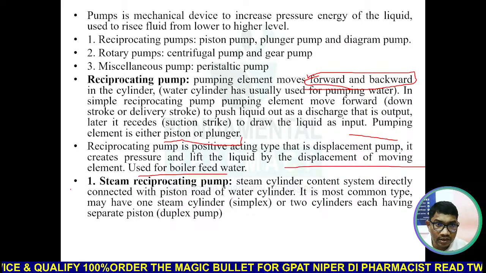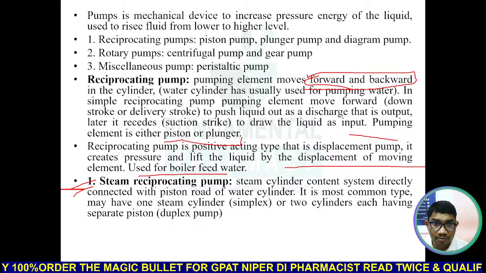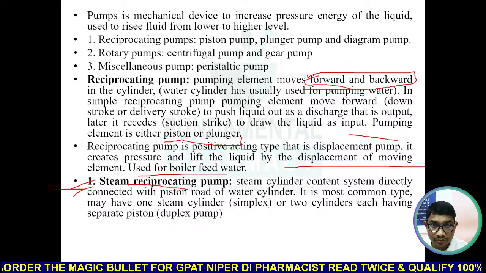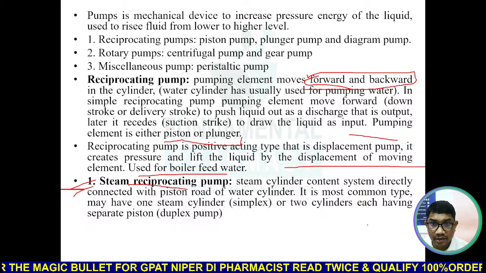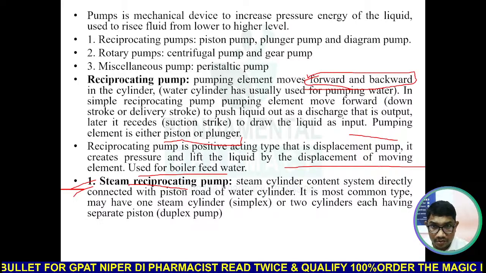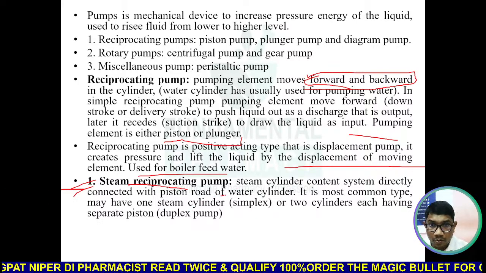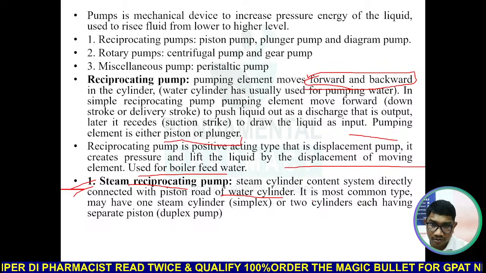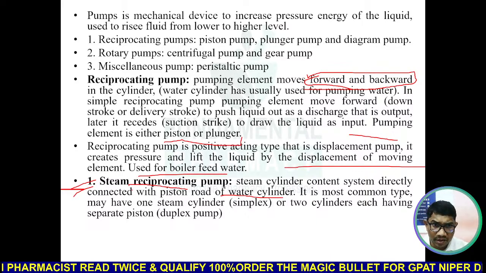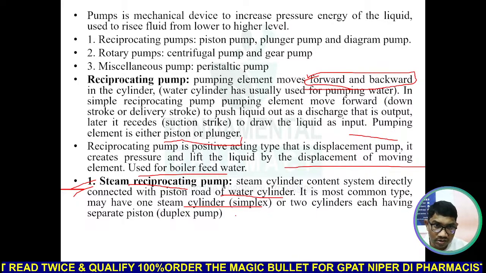Steam reciprocating pump. The steam cylinder contains steam directly connected to the piston rod, and the water cylinder. It is the most common type and may have one steam cylinder, known as simplex, or two cylinders, known as duplex.